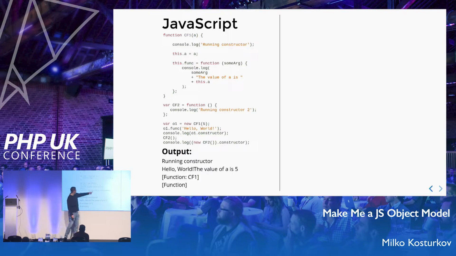And if we call a new CF2 function, this will return an object. It will have a constructor, and it will point to this function here. Note that it only says function because this function is an anonymous function.